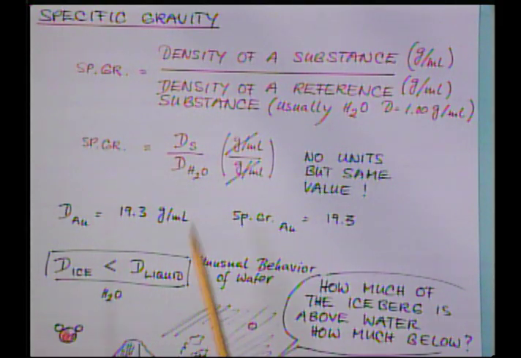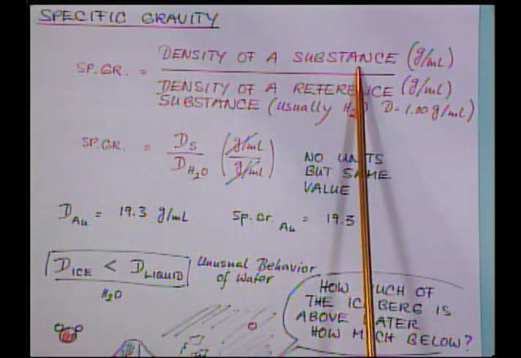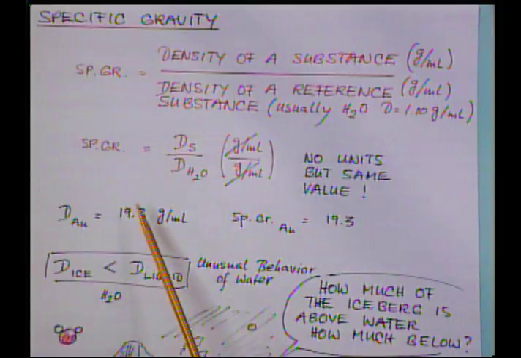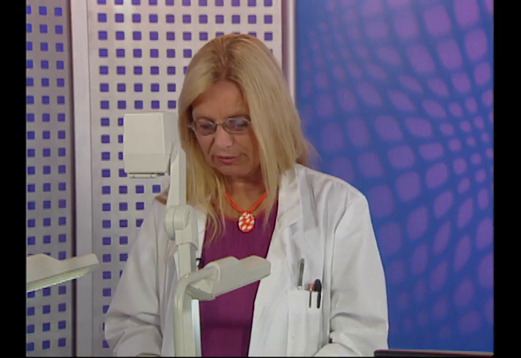So specific gravity is defined as the density of a substance in grams over milliliters, or whatever units you have, over the density of a reference substance. And it's usually water because it has such a handy number. It's just plain old 1. So that means the only difference between density and specific gravity is that density has units and specific gravity doesn't, because they cancel each other out. That's the only difference. Specific gravity is more used in industry and for commercial reasons, like in the study of gems, etc. Jewelers use specific gravity more.